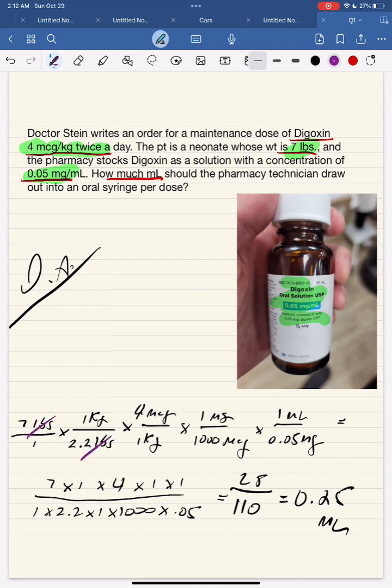You'll see the units cancel out. Pounds will cancel out with pounds, kilograms with kilograms, micrograms with micrograms, milligrams with milligrams. You're left with milliliters. And that's what the call of the question asks for, how many milliliters. And that's using dimensional analysis.